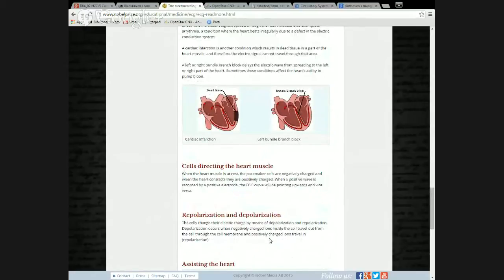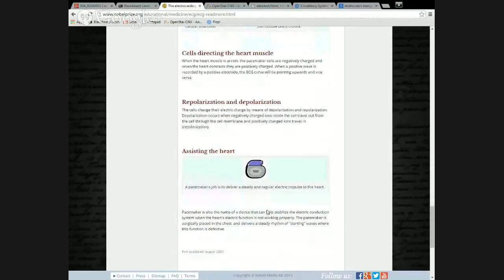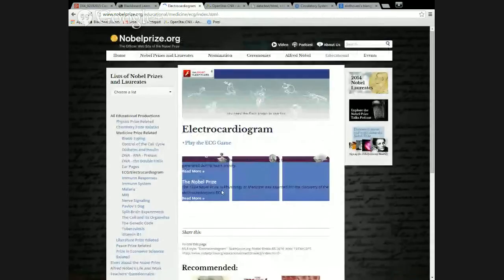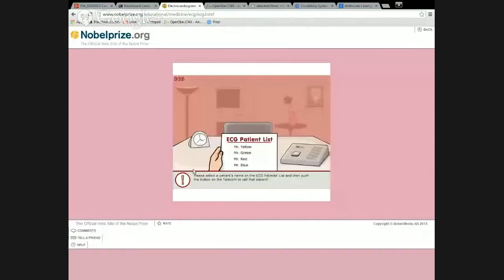Then he goes on to say a few things, which is really about how cells are electrically active, the pacemaker cells that I mentioned earlier, and changes in electricity, depolarization, repolarization. And then it ends saying this is an artificial pacemaker, which we don't really care about in this class right now. I mentioned it, but that's not the point of this. At the end, there is then an electrocardiogram game, which we gotta go to from here.